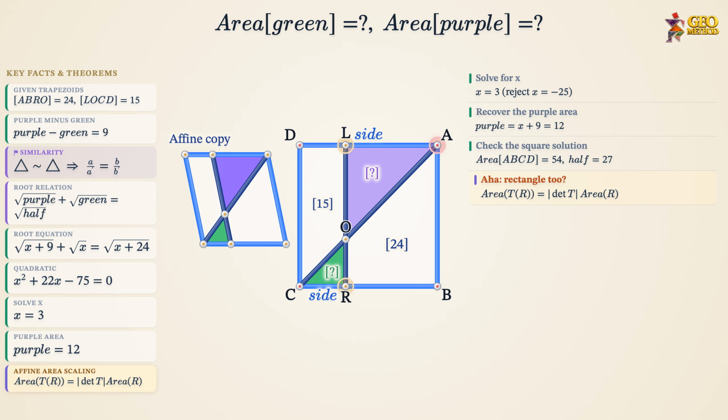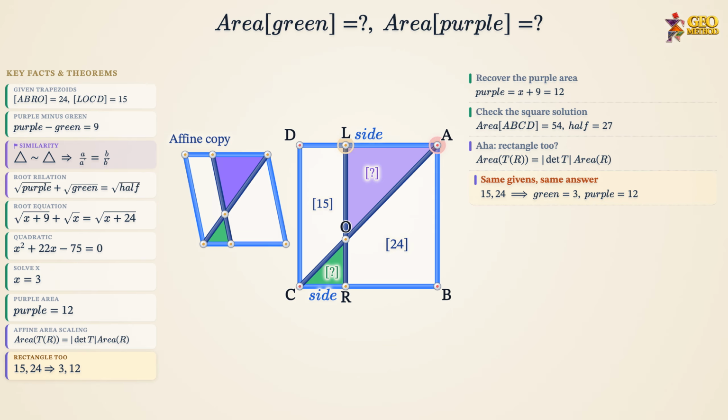Now for the promised mystery. Was the square really essential? An affine map can stretch or shear the square into a rectangle or a parallelogram. It keeps straight lines straight, keeps ratios along the same line, and multiplies every region area by the same determinant. So the four-piece area structure survives the deformation. This is why the thumbnail question is real. In the corresponding rectangle version, with the two trapezoid areas still 15 and 24, the same area equations return. The square was the cleanest drawing, but the answer belongs to the whole affine family.